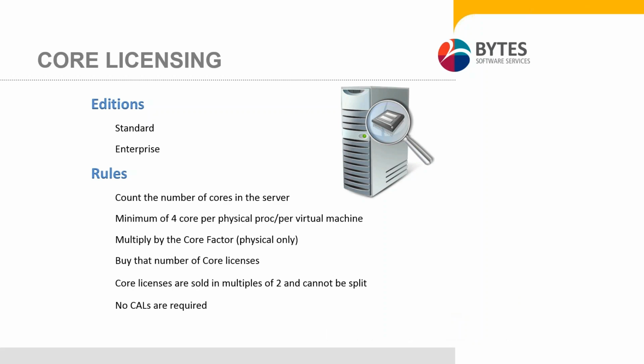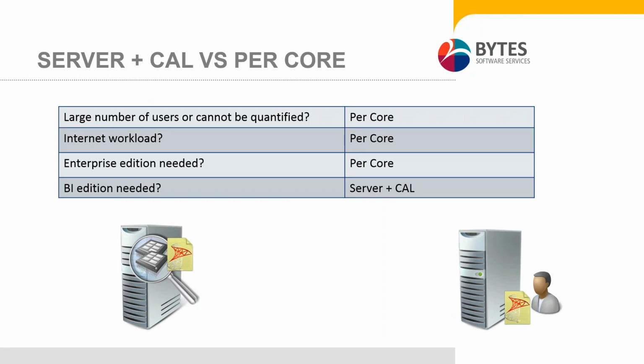Once you license all the cores in the environment where you install SQL, you don't actually need to purchase any CAL, so it gives you unlimited access for users that are accessing SQL, external users or internal users. So when would you choose to license server and CAL as opposed to core or vice versa? Well, first, if you have a large number of users or a number of users that can't be quantified, you'd license per core because it gives you that unlimited access.